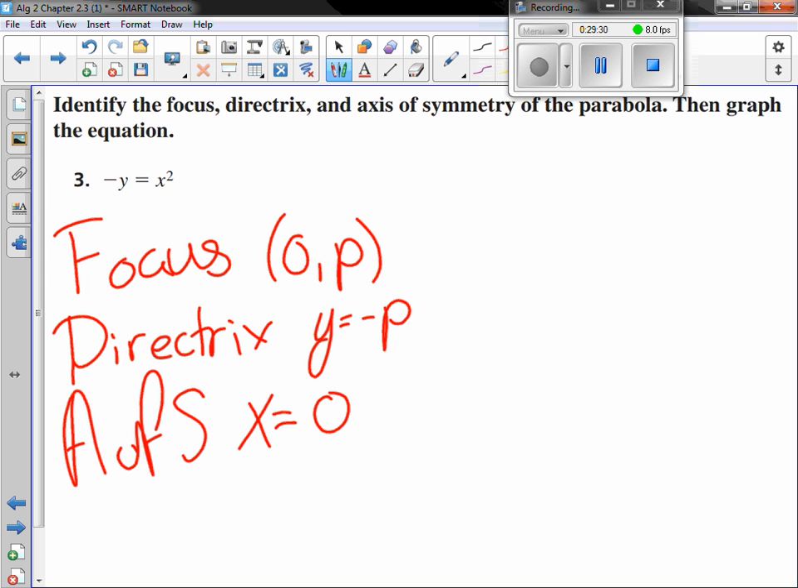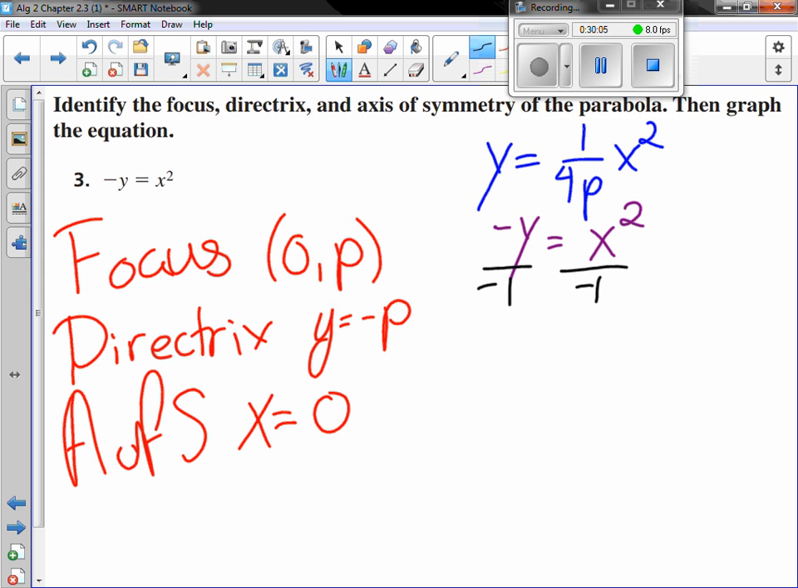And the equation we're comparing this to is y is equal to 1 over 4p x squared. And the equation we're looking at is negative y equals x squared. So when we look at this here, is y by itself? No. What is with y? Negative 1. So we need to simplify that. How can I simplify that? We can divide both sides by negative 1, which tells me y is equal to negative x squared.